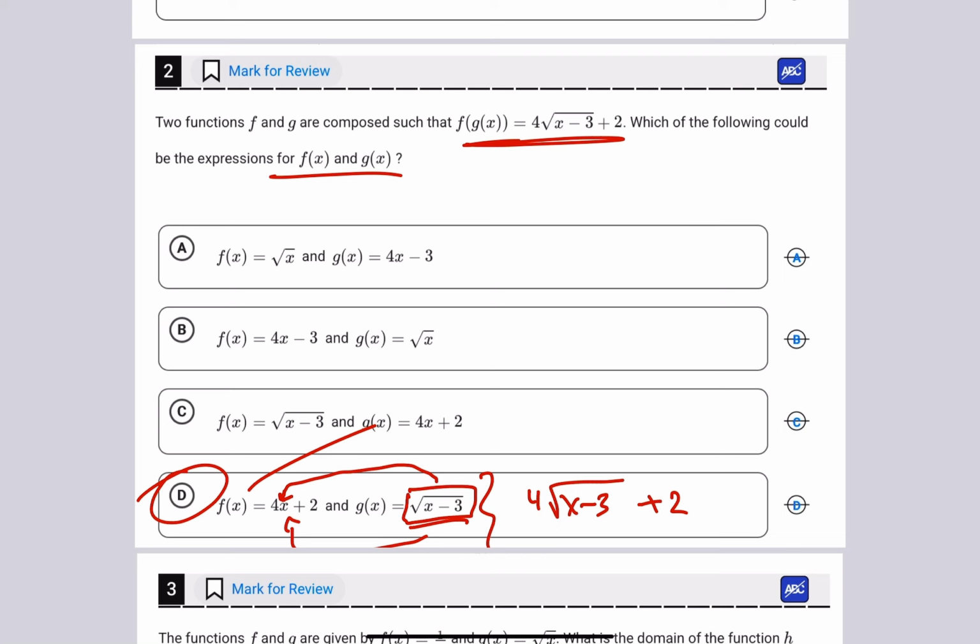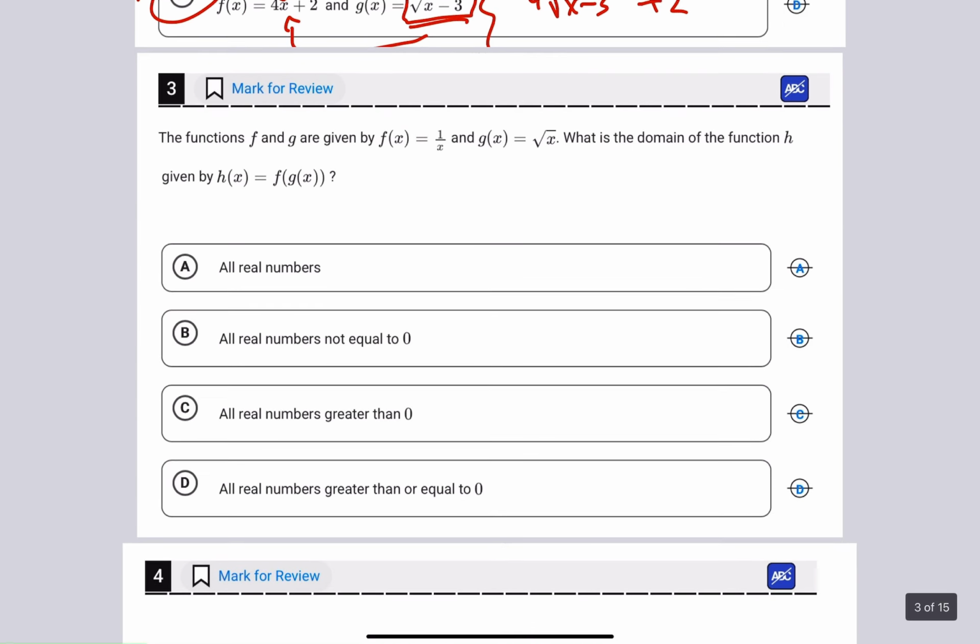Okay, moving on to question number 3. Now this question is really important as well. We're searching for the domain of h of x, which is f of g of x. You take g of x, you plug into f of x, you get f of g of x, which equals 1 over square root of x.